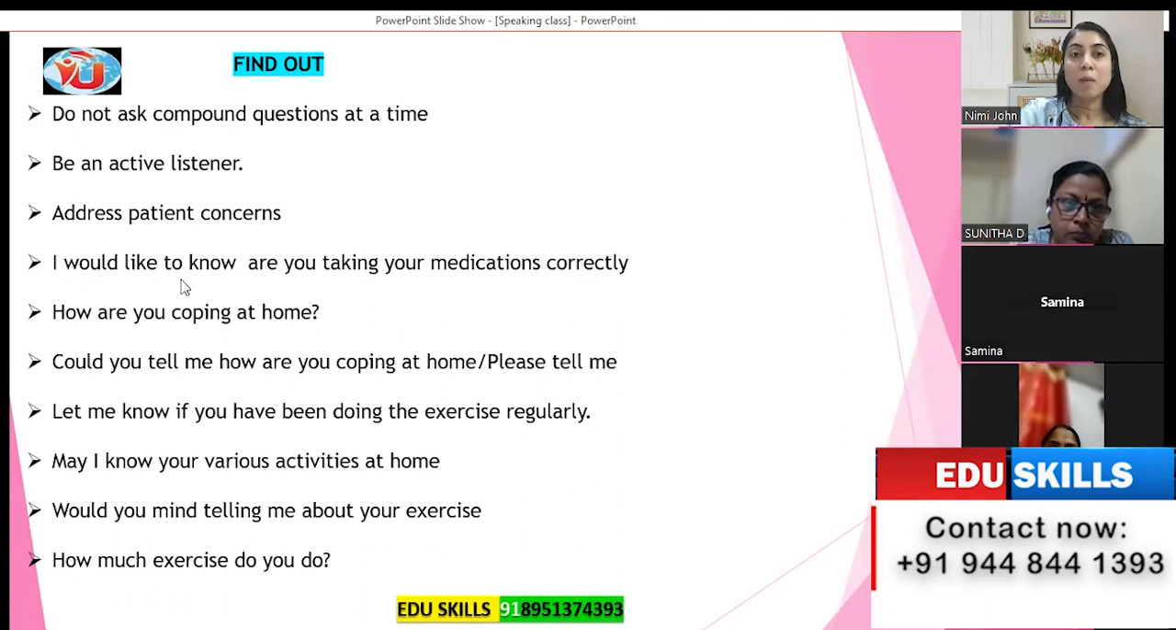Here are some examples. I would like to know, are you taking your medications correctly? Or, how are you coping at home? Could you tell me how you are coping at home, or please tell me. Let me know if you have been doing the exercise regularly. May I know your various activities at home, or would you mind telling me about your exercise, or how much exercise do you do? These are some examples of find out.